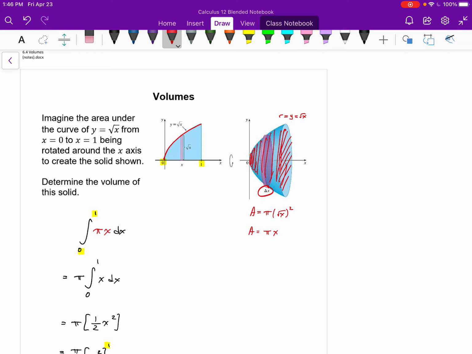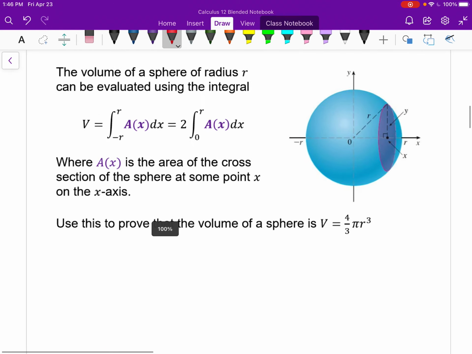And now using this, we can actually prove a formula you may or may not be terribly familiar with, which is a formula for the volume of a sphere.